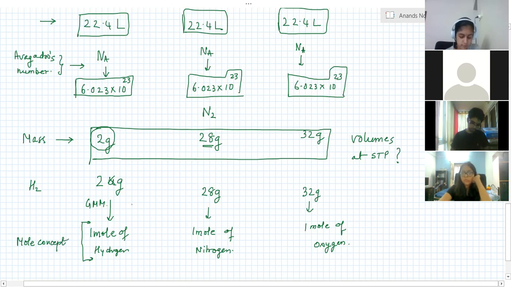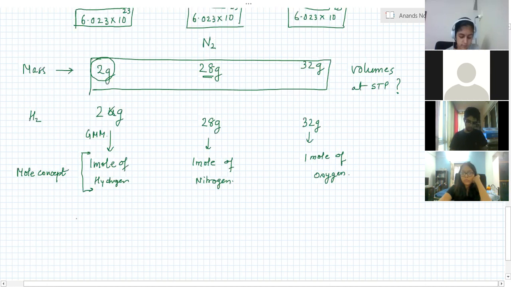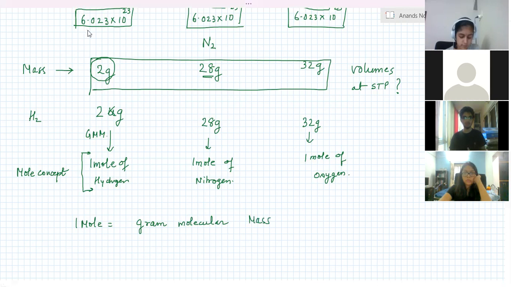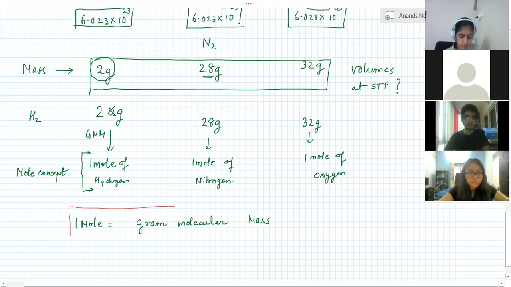Okay, so how do you define the mole? First you say 1 mole is nothing but gram molecular mass. This is something which you have to put inside your heads. Aditi, can you please read aloud and tell me what you mean by a mole? 1 mole is equal to gram molecular mass. 1 gram molecular mass. Okay.